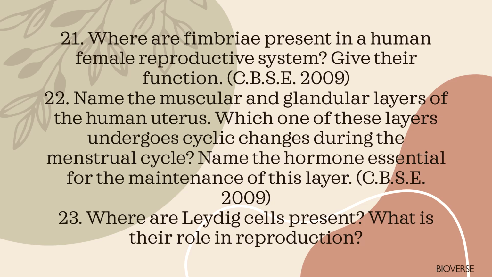The muscular layer of the uterus is called the myometrium. The glandular layer is called the endometrium. The endometrium undergoes cyclic changes during the menstrual cycle. The hormone essential for the maintenance of this layer is progesterone.